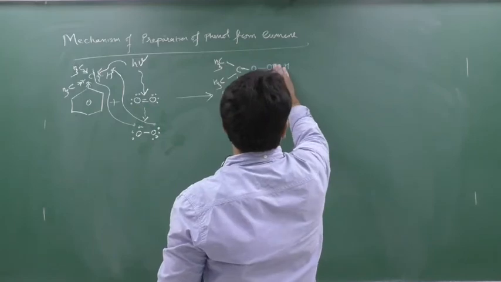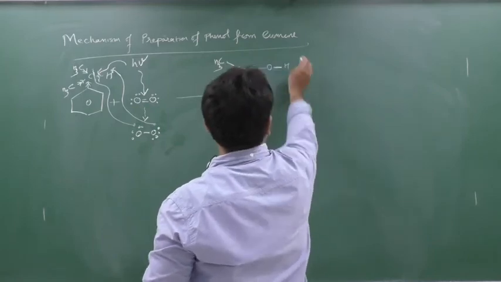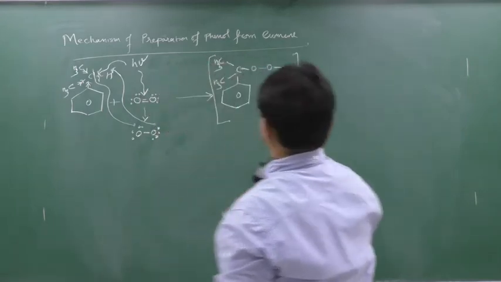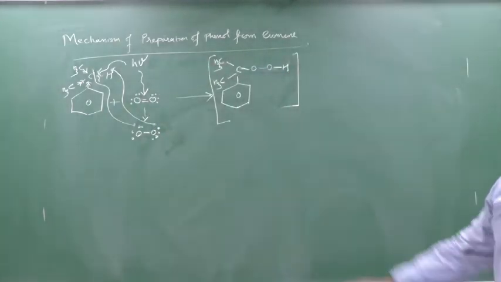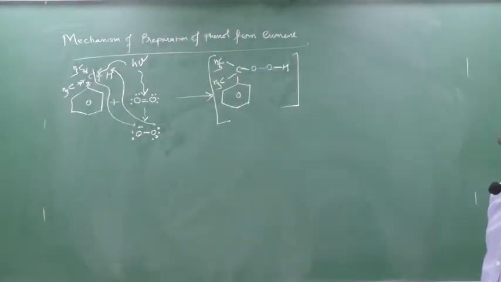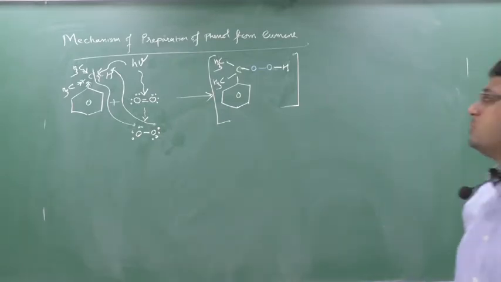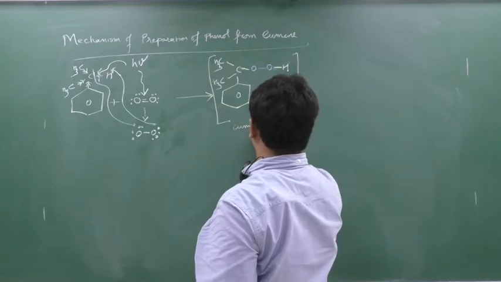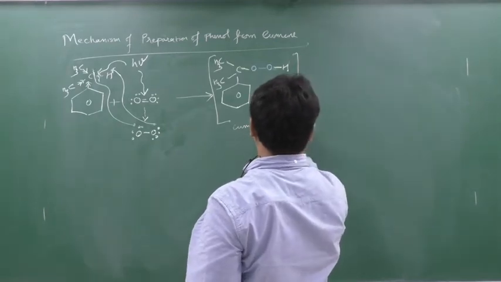So when two electrons come together, they form what? One bond. So here one bond will be formed. So in this way the reaction will take place. I hope you understood. Clear? This is the first step. We say a homolytic cleavage will take place, a free radical mechanism. So due to this free radical mechanism, we got cumene hydroperoxide.